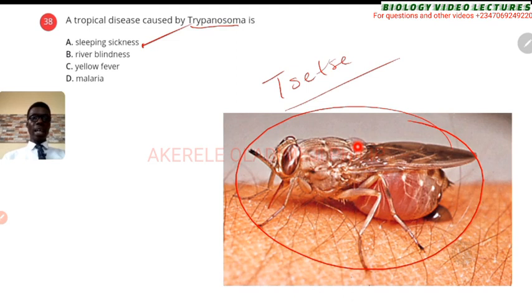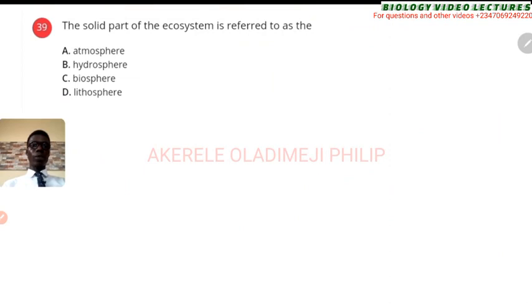The solid parts of the ecosystem is referred to as the lithosphere. So an ecosystem is made up of what we call the biosphere, and the biosphere is now divided into lithosphere, hydrosphere, and atmosphere. So this is the solid parts.